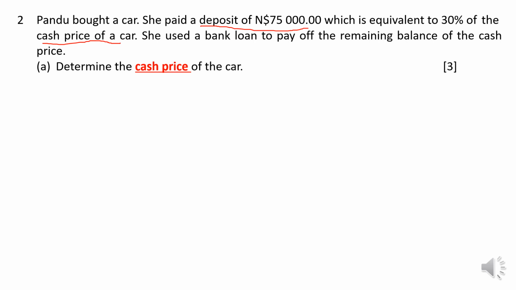She used a bank loan to pay off the remaining balance. Now, I cannot stress this point very much. The remaining balance means we are supposed to do something. Remember, she paid the $75,000, which is the deposit. We don't know the remaining balance because we can only find the remaining balance once we can determine what is the cash price of the car. And for 3 marks, we are asked to do just that.